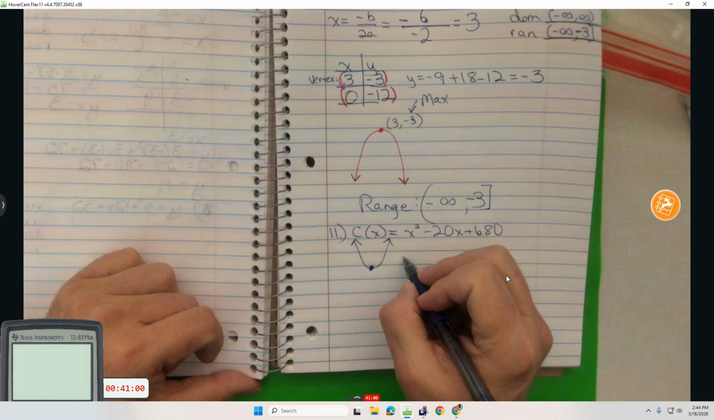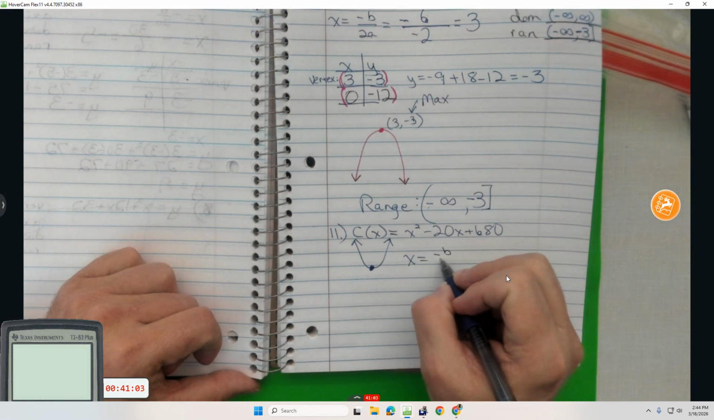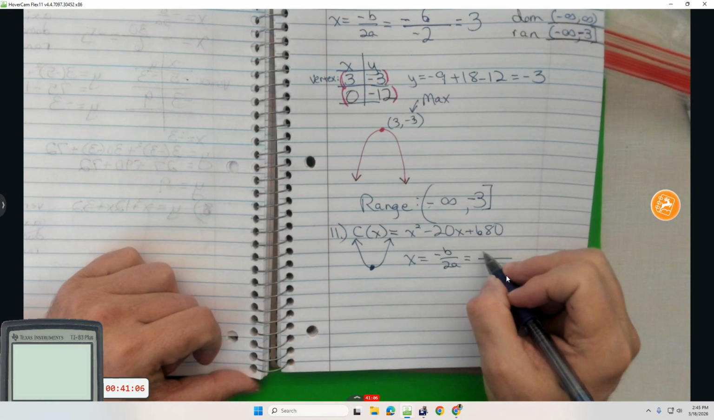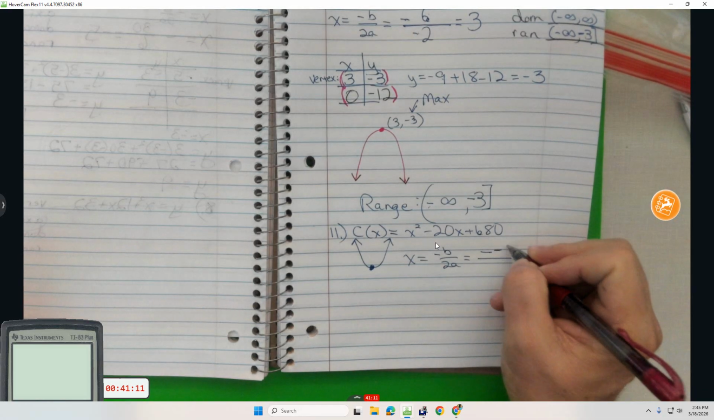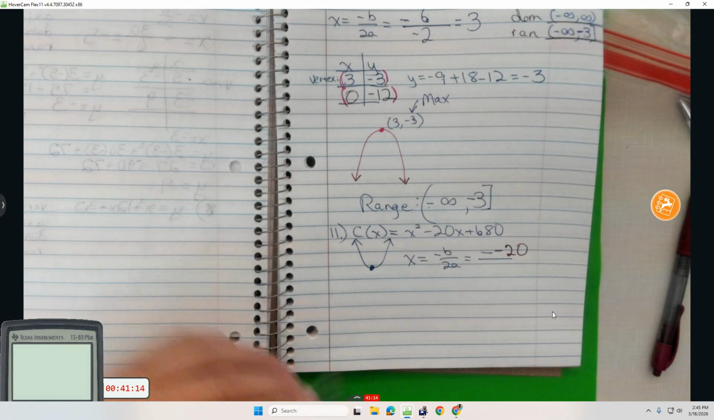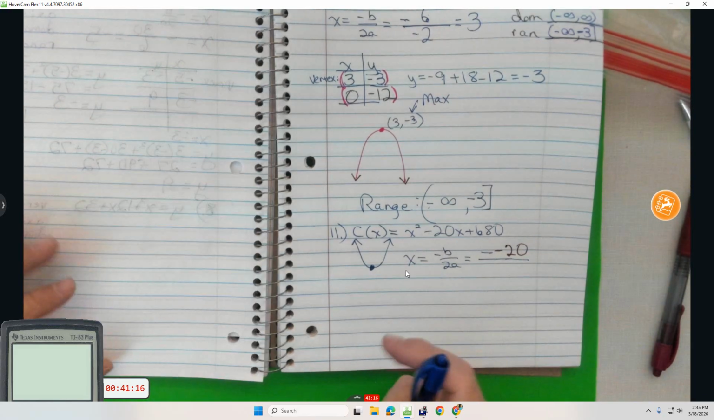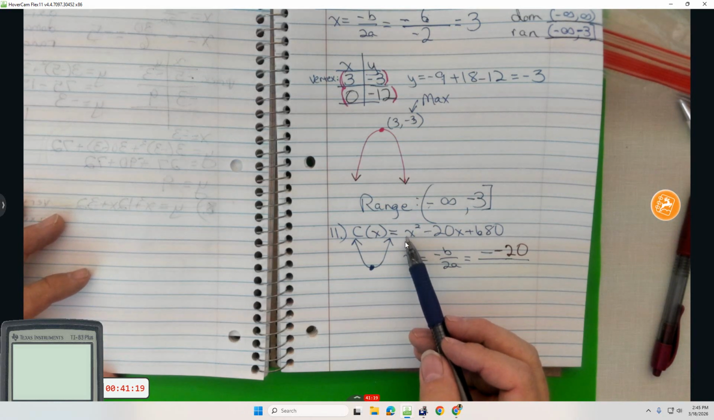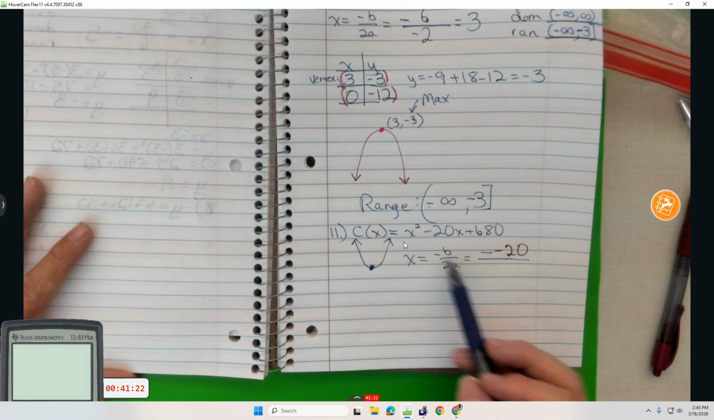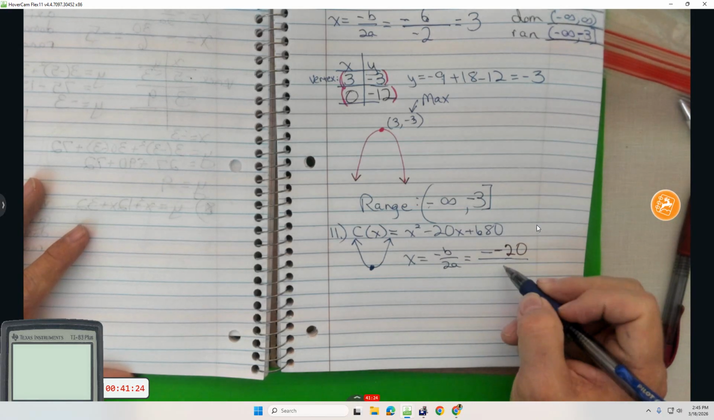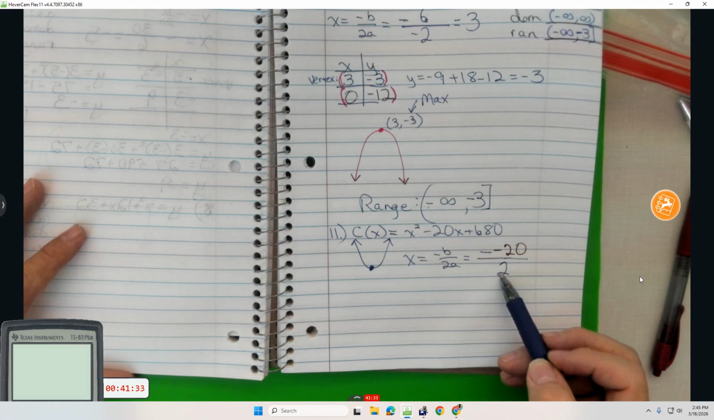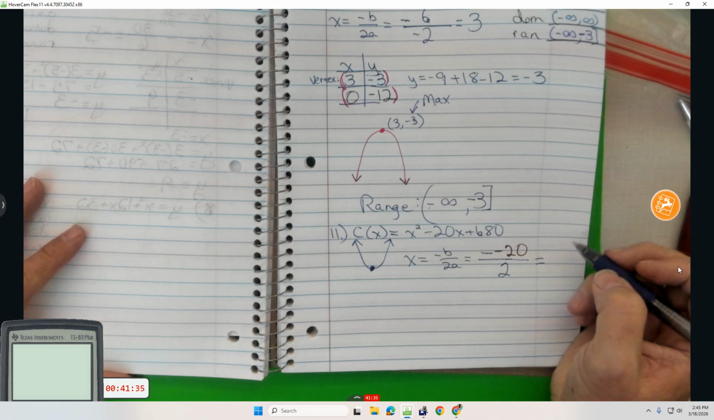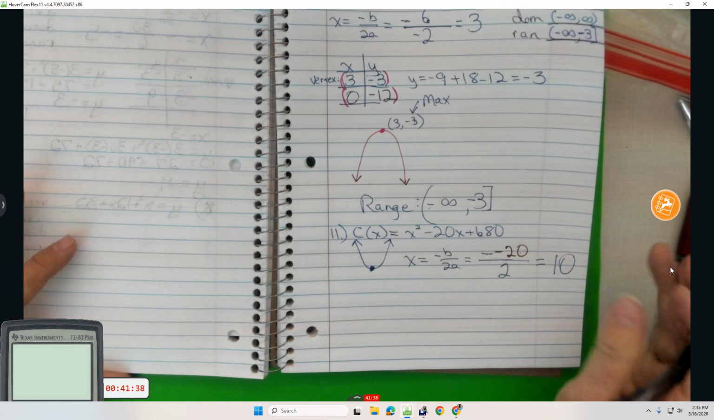So we use our vertex formula. x equals negative b over 2a. Negative b is the opposite of negative 20, so that becomes a positive 20, all over 2 times 1, which is 2. 20 divided by 2. What are we getting as our x value? 10. Does that mean her costs are $10?